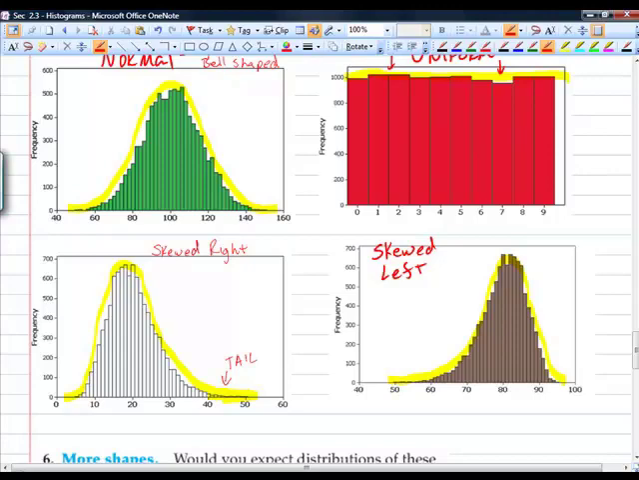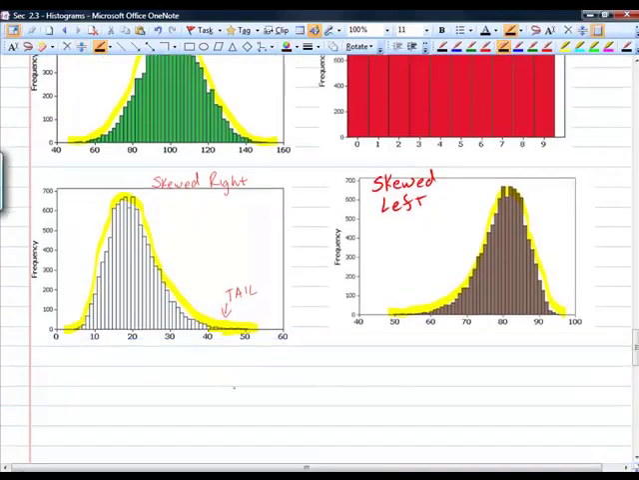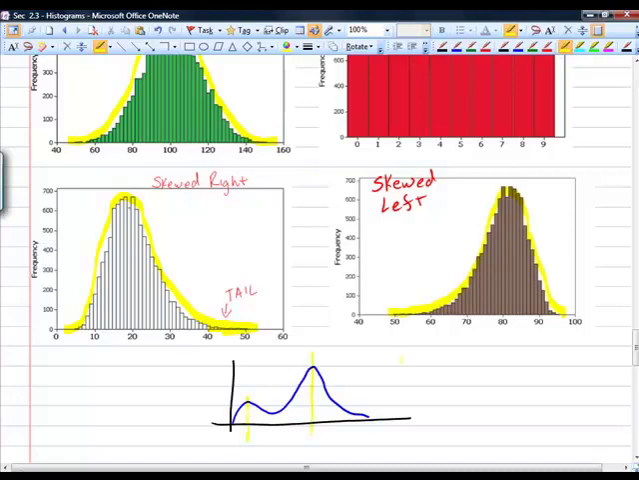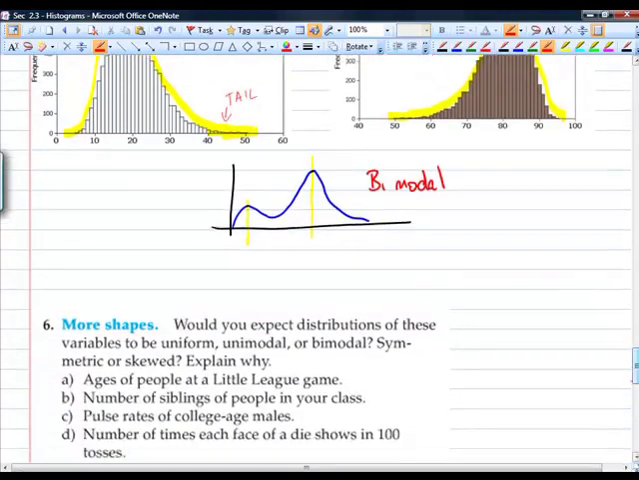Bimodal would be a distribution, it's not on here, but let me show you one that would look like bimodal. If we had a distribution that looked like this, there's no symmetry there. But you see how there's two peaks? This would be an example of a bimodal distribution because we have two separate peaks. And I don't know that this author really focuses on that, but I've seen it in other books and it didn't hurt to tell you.